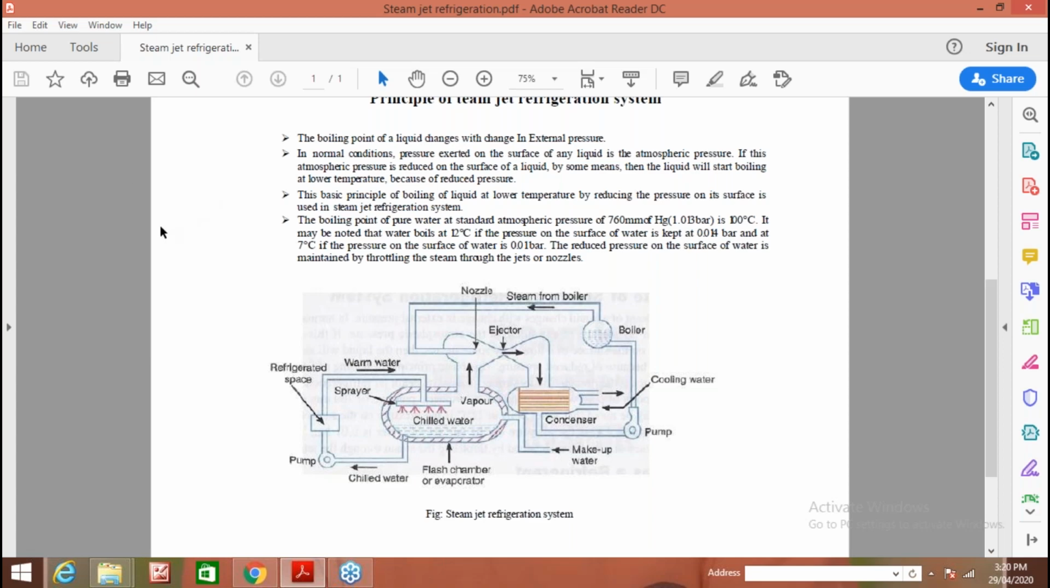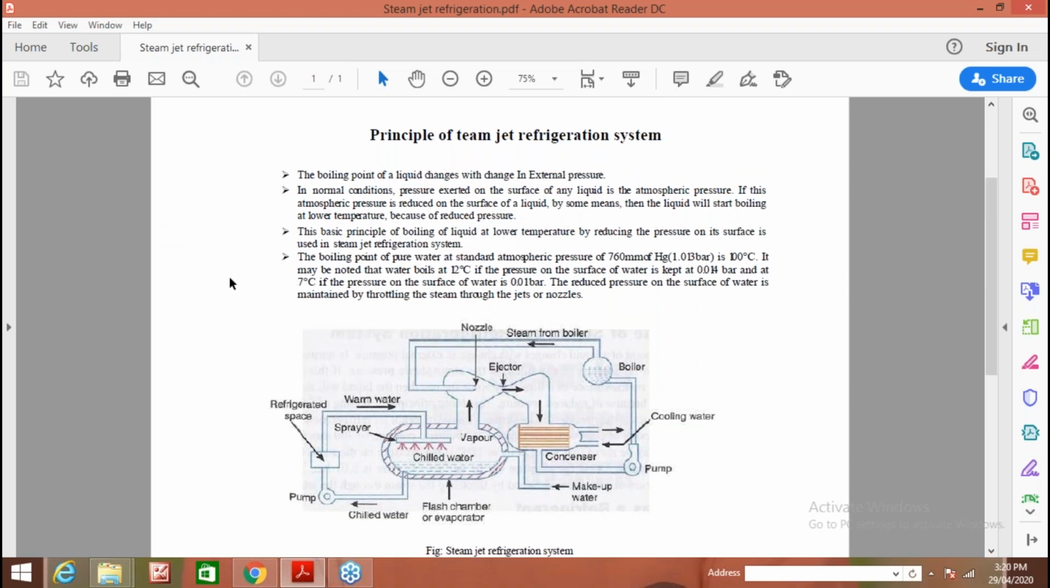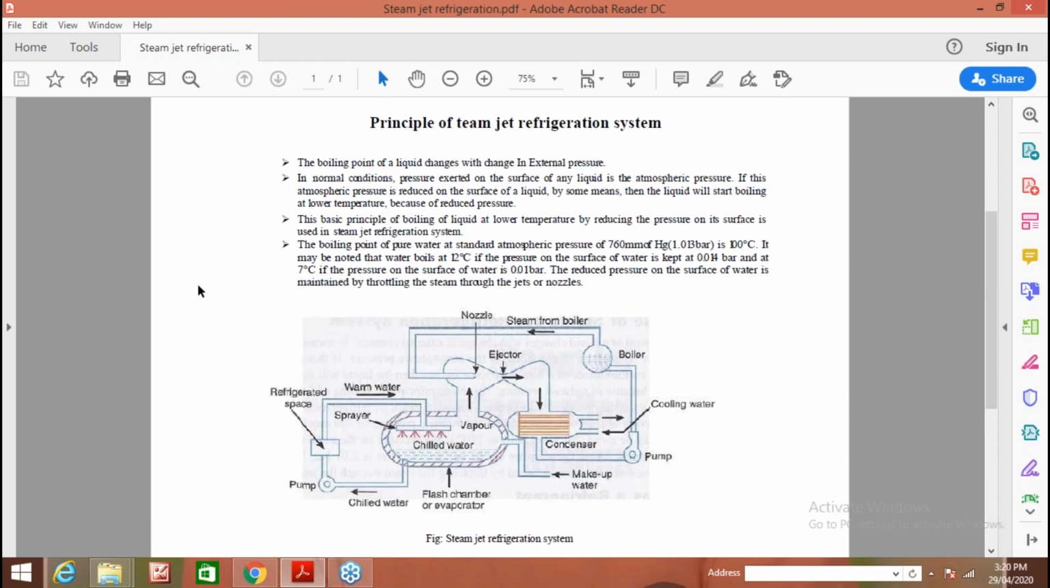In today's lecture, we have seen steam jet refrigeration system and defrosting. A theory question might come in the exam: explain steam jet refrigeration system, or write a note on defrost.